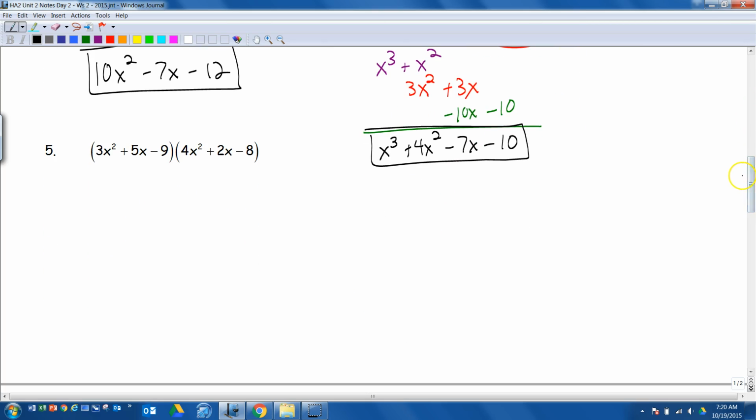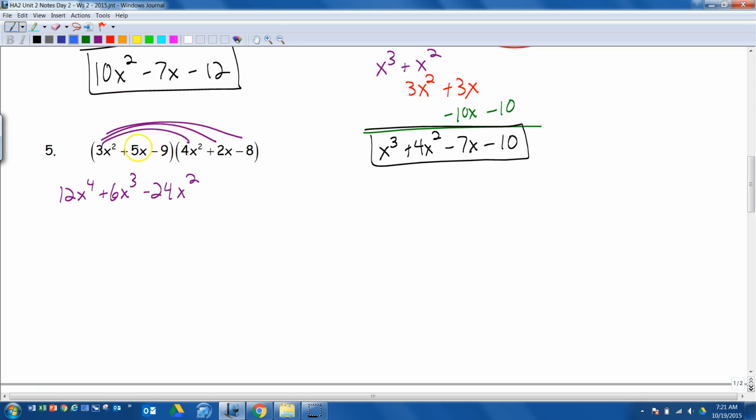Okay, now this is the big one. You kind of want to organize it the same way. Every piece, so there should be 9 pieces because there's 3 of these, 3 of the middle times all of those, and 3 of the end times all of those. So for the first one, we get 3 times 4 is 12x to the 4th. 3 times 2 is 6x cubed. 3 times negative 8 is negative 24x squared.